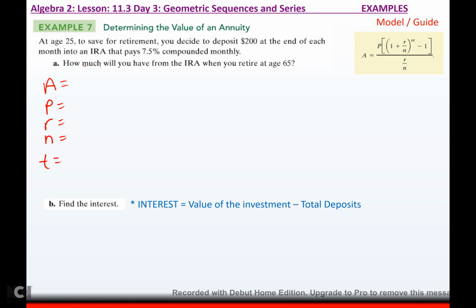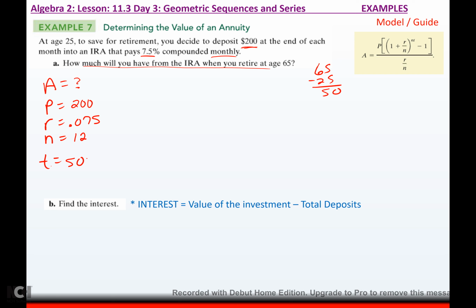How much will you have when you retire? That's the question mark, so I don't know the final amount. What are your payments that you're going to make at the end of each compounding, which is $200. Your rate is 0.075. Your N is 12, since they're compounding it monthly. And your time, you're going to do this from age 25 to 65, which is a total of 40 years.